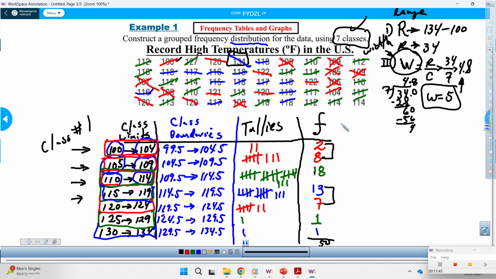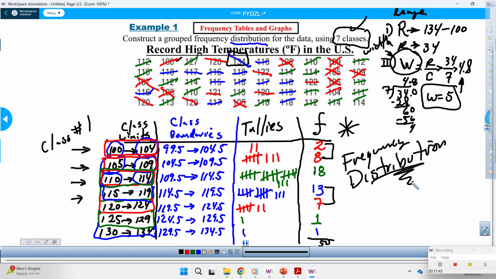So once again, tell your neighbor the name of this that we just built. What is that called? Frequency distribution. Label it, please, so you won't forget. We no longer say table. Frequency distribution. From 1 to 5, how comfortable are you with this? 5 4s. Tonight you're going to do 2 of them by yourself.